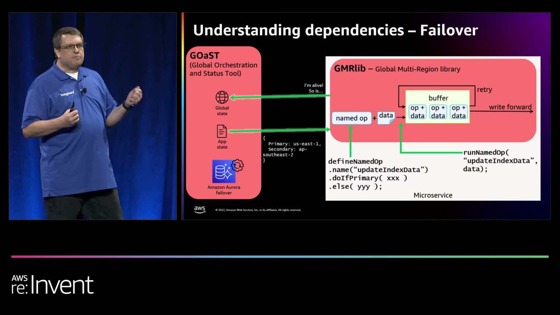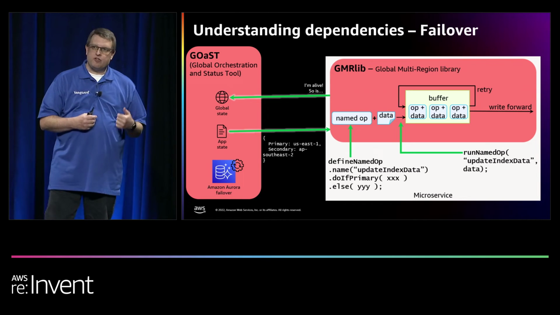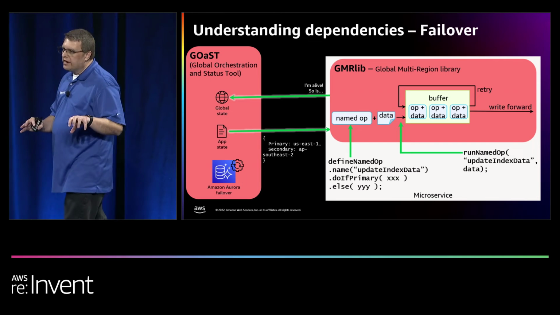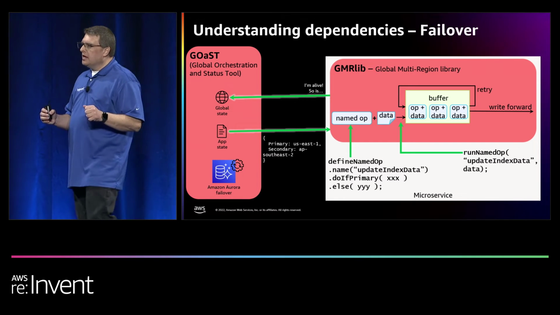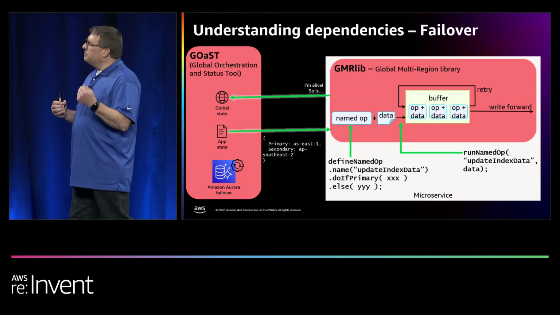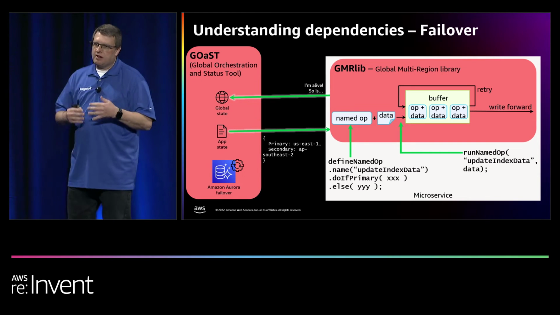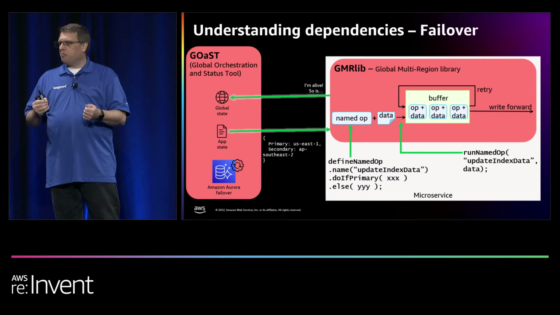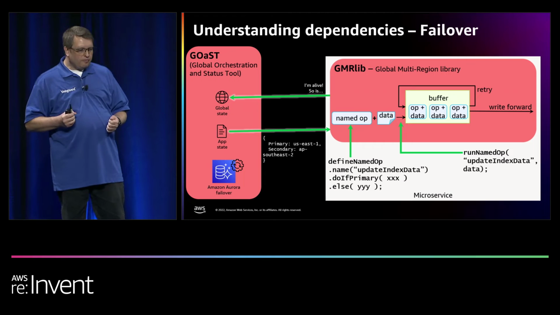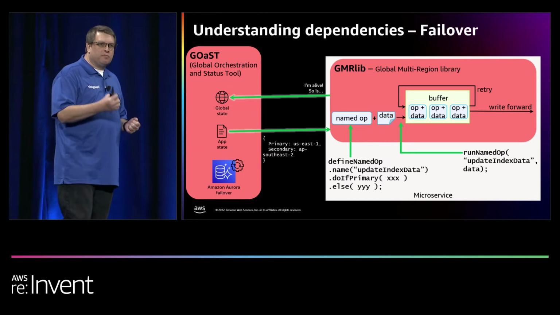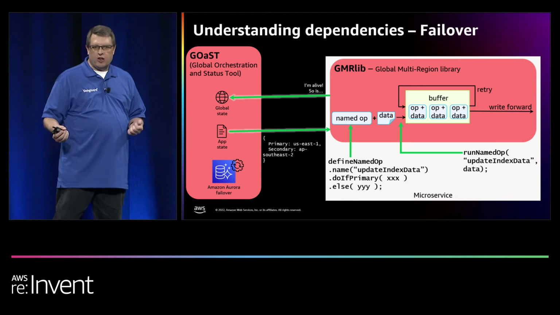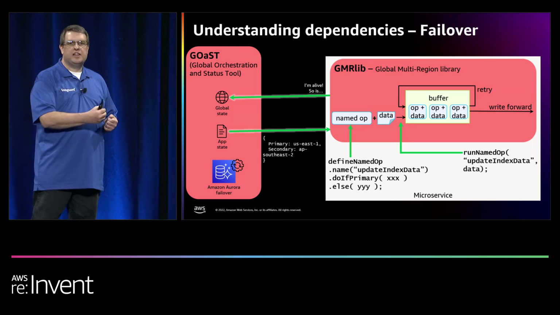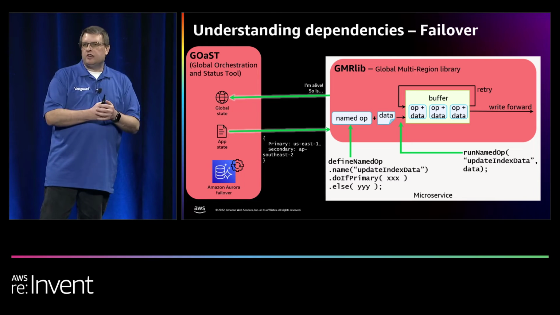So it's great that applications now know who is the primary and who are the secondary, but how do we deal with that? What we've done is separate the definition of operations from the execution. By doing that, when we deploy these applications, microservices around the world, we end up with applications anywhere that understand what an operation should do. When a microservice needs to actually perform an operation, let's say it's a write operation, it will call the run named operation call and provide the data and the name of the operation, and then GMRlib can take over.